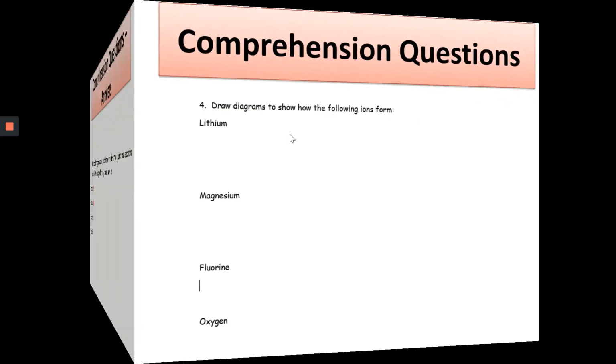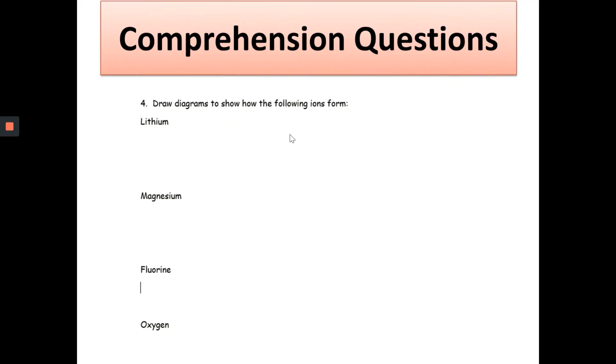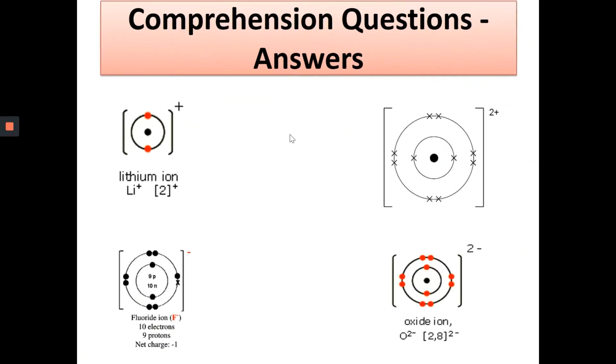Okay, so diagrams. Draw diagrams to show the following ions: lithium, magnesium, fluorine, and oxygen. Okay, so we've got the answers here. We've got lithium, magnesium, fluoride, oxide. Oxygen will form an oxide ion, fluorine will form a fluoride ion.